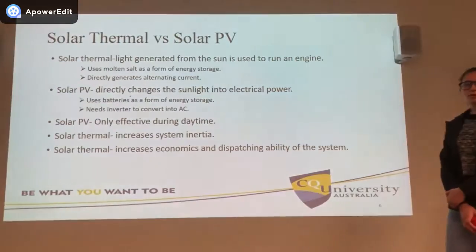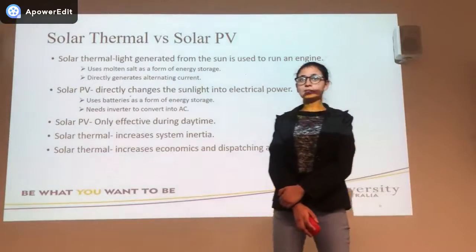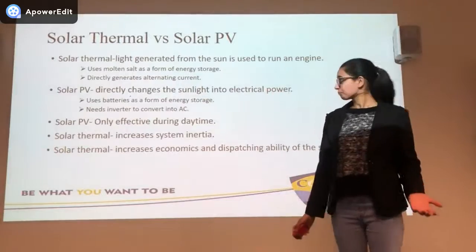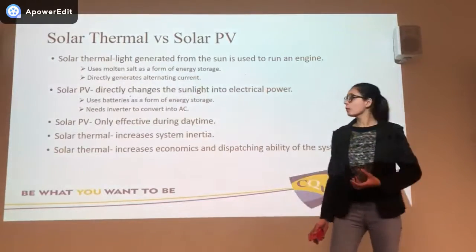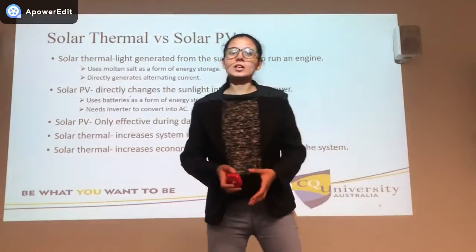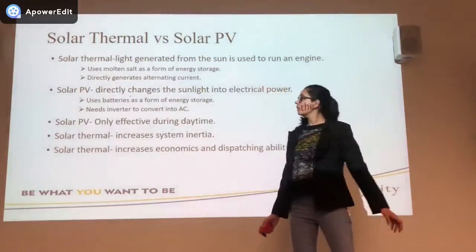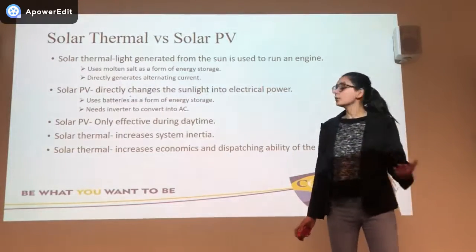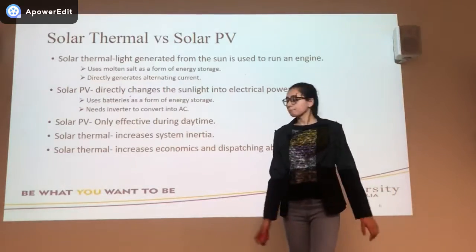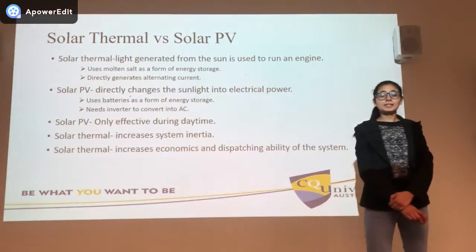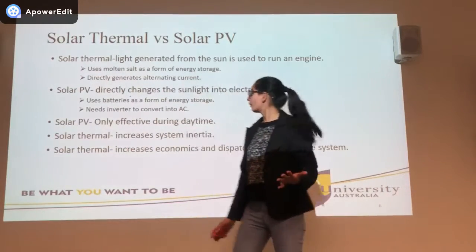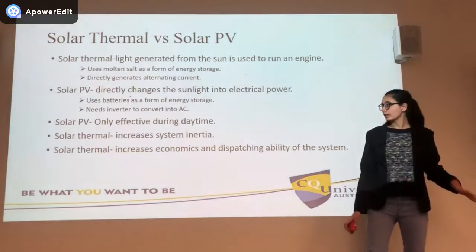First of all, I'd like to talk about solar thermal. Solar thermal energy directly uses the sunlight to run an engine. It uses the energy in the form of molten salt, and it directly generates alternating current. However, solar PV changes the sunlight into electrical power directly, and it uses the battery as a form of solar energy storage. And it needs the inverter to convert to AC, whereas solar thermal directly generates alternating current.